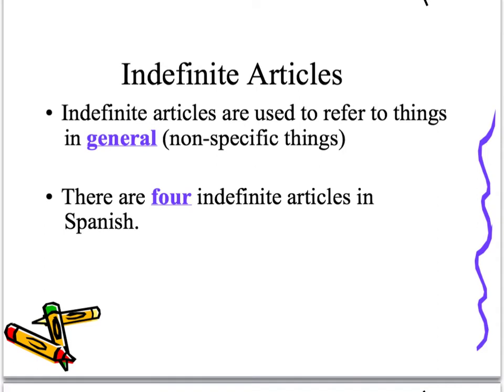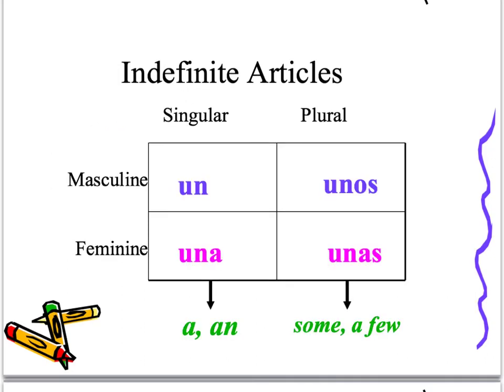Okay, now indefinite articles. Now we talked about definite. Definite would be like the: el, la, los, and las. Indefinite would be just something that's non-specific. Indefinite articles are used to refer to things in general, non-specific things. So things like a book, not just the book, or some pencils, not those pencils over there. I'm not being specific. And the indefinite articles are un, una, unos, and unas.